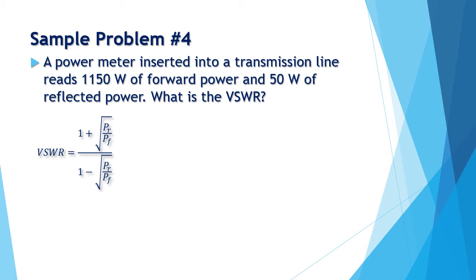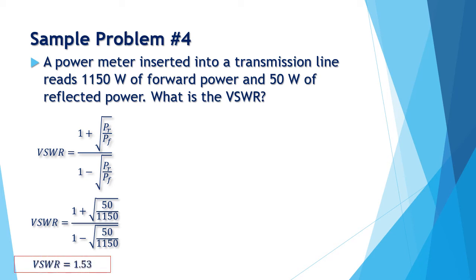So let's just plug our values in. We have VSWR equals 1 plus the square root of 50 divided by 1,150. All of that divided by 1 minus square root of 50 divided by 1,150. Solving for that, we have VSWR equals 1.53. So this is an easy problem.